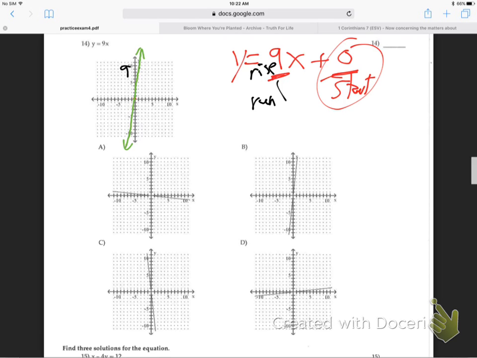Like that? Everybody good with that? So up 9 over 1 and 0, 0. Okay, which one of those lines is it? It is B. Good? You guys are going to get a perfect score on this thing tomorrow, some of you.